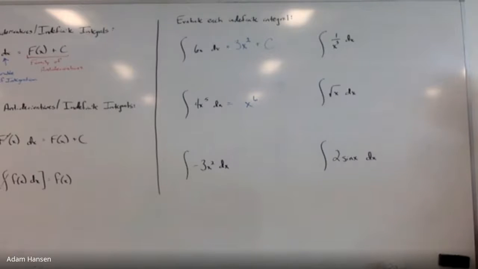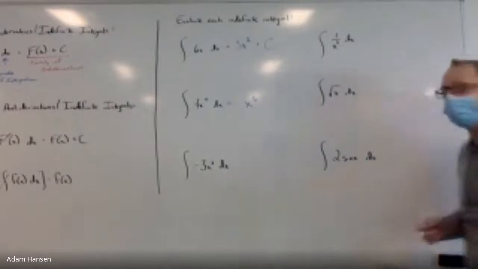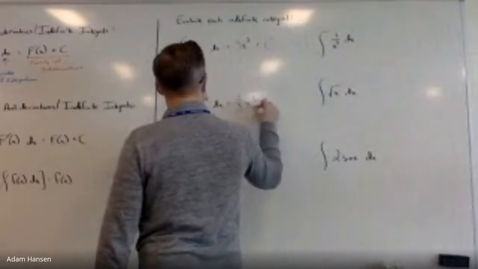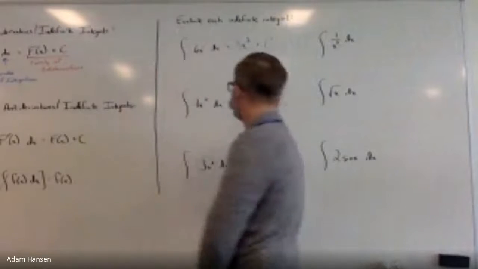What's that? 2/3. I want to know what constant times 6 makes 4? 4 is what part of 6? So that would be like 2/3, right? Yeah. Plus C.